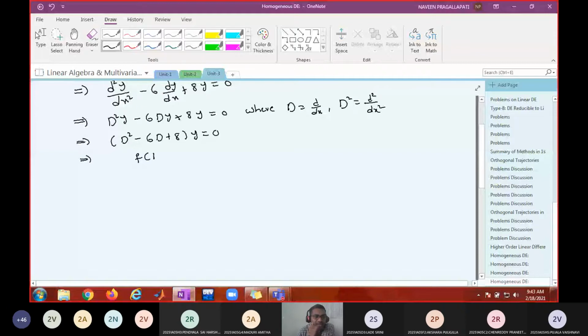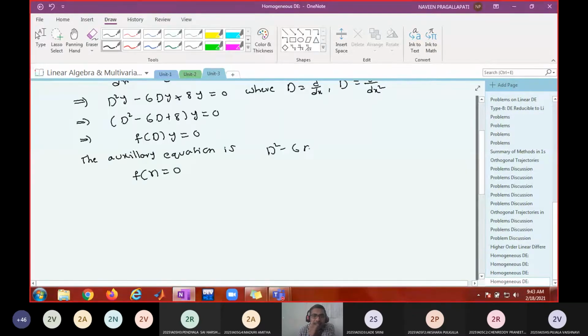The auxiliary equation. What is the auxiliary equation? Replacing d with r, f of r equal to 0. Many people write it as d square minus 6d plus 8 equal to 0. Absolutely wrong. D is derivative. R is a number. This is a common mistake which is done by most of the students in exams. Don't do this mistake. Always replace d with r.